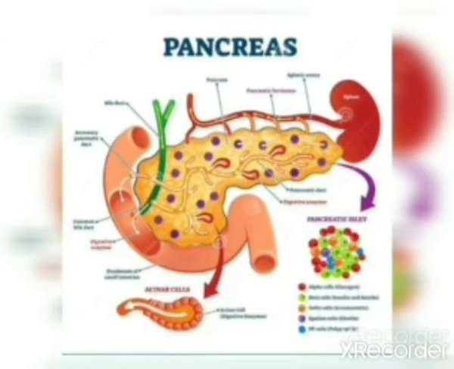And next, function of the pancreas. The pancreas secretes pancreatic juice which contains the enzyme trypsin for digesting proteins, and it also produces the enzymes for breaking down emulsified fat.